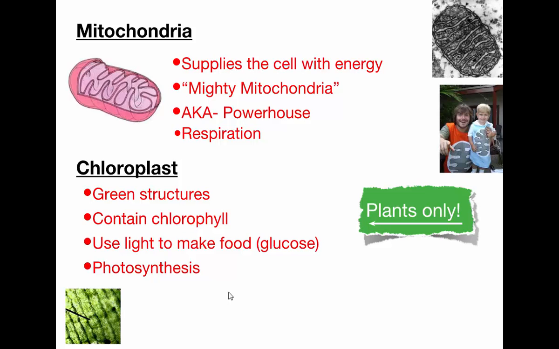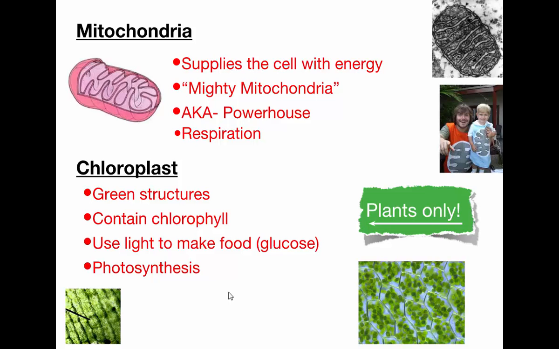When we looked at those pictures of the cells, the reason they look green, all those little green circles in there, those were the chloroplasts. Again, here's another picture. All these little green circles inside of the cell, those are chloroplasts.